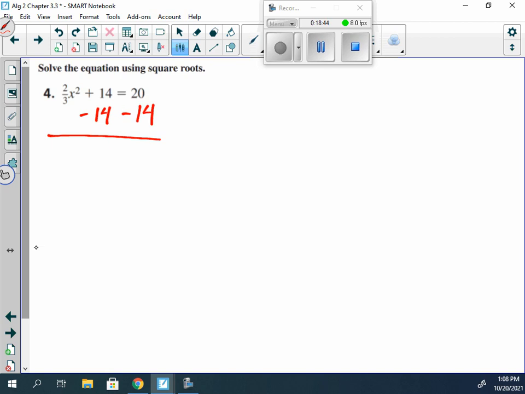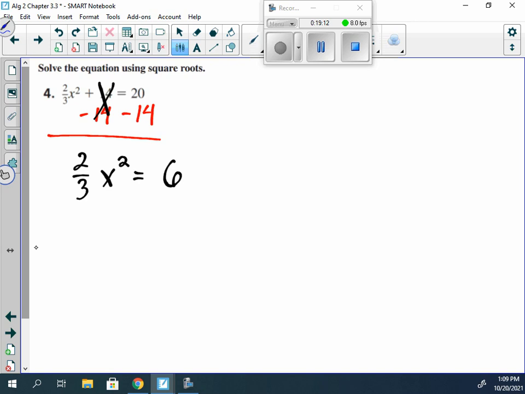We'd subtract 14. Because the square root method is a little different than most of the other methods that we're going to use, in that we don't get everything on the same side. For the square root method, we're trying to get the variable that is squared, or the set of parentheses that's being squared, by itself. So these would cancel, leaving us with 2/3 x squared is equal to 6.